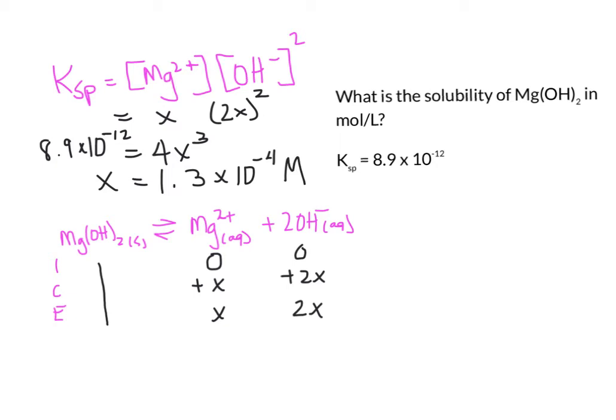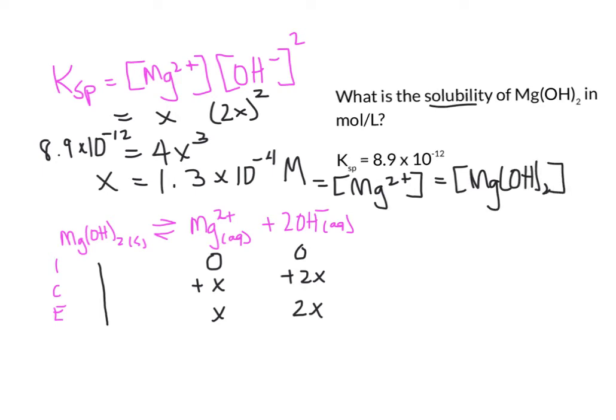So that x is equal to the concentration of Mg2+ ion. If we needed the concentration of hydroxide ion, we'd have to double that. But that's also equal to the solubility of the Mg(OH)2. So when it's asking for the solubility, because they're in a 1-to-1 ratio, you got your answer here in molarity. Sometimes it'll ask for the solubility in grams per liter, in which case you just have to use the molar mass of the magnesium hydroxide to make that quick conversion.